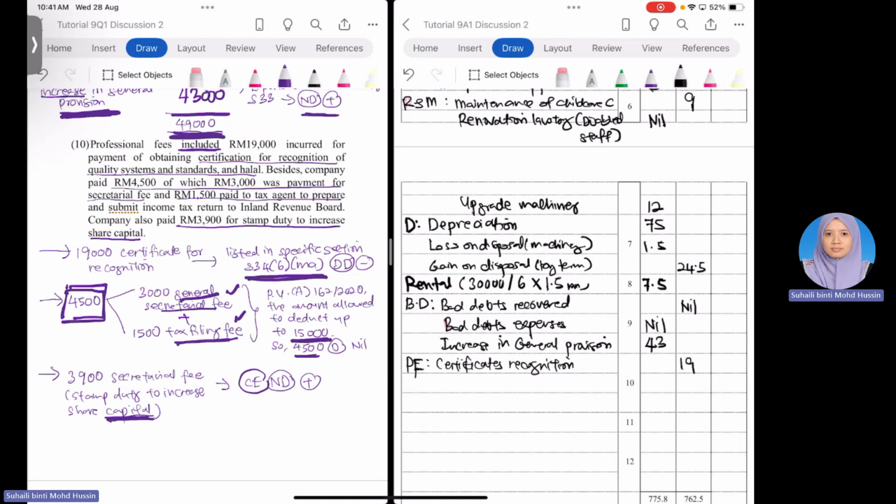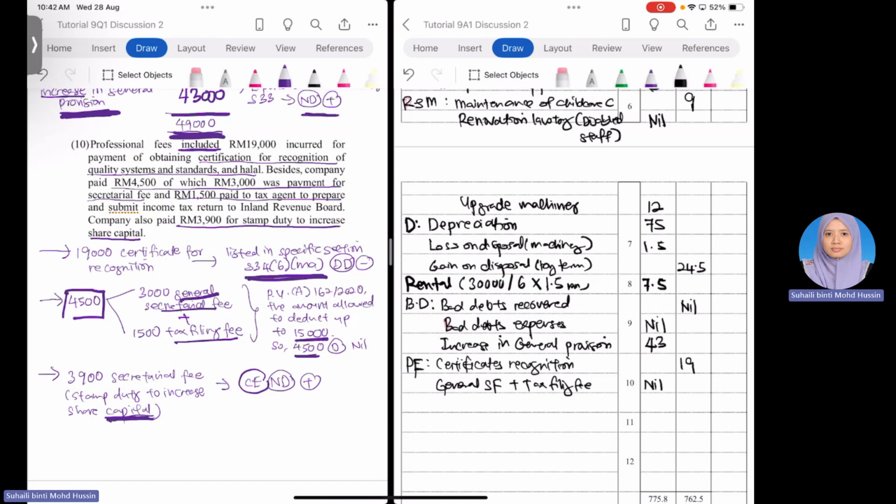So the company only paid 4,500 ringgit, below the maximum amount, so all of the amount is allowed for the deduction. So no issue for this one. Both are allowed for the deduction. So general secretarial fee plus tax filing fee are allowed for deduction. So we just record it as nil because the amount is below the maximum amount.